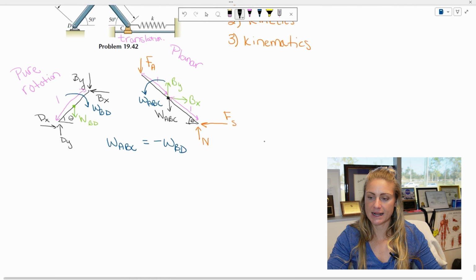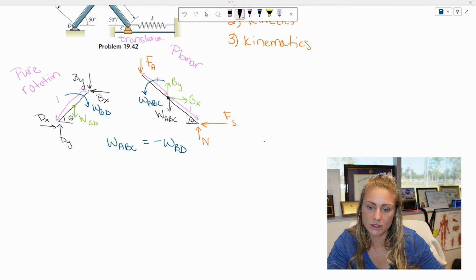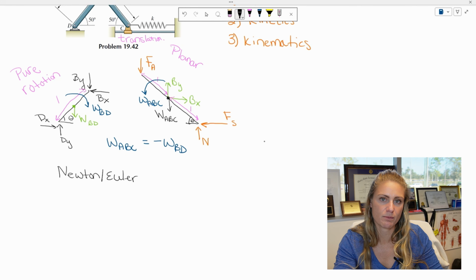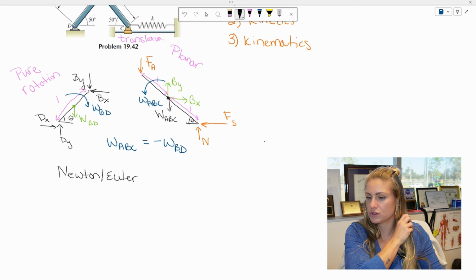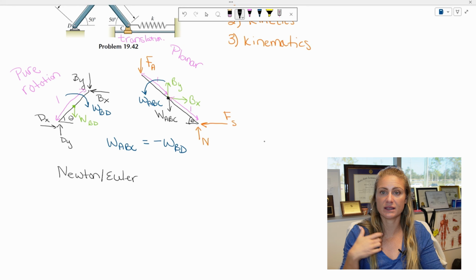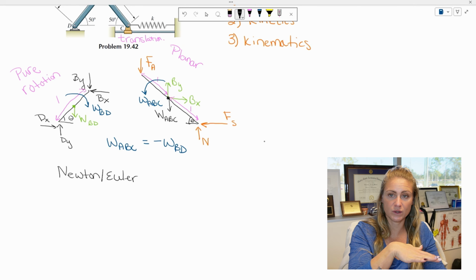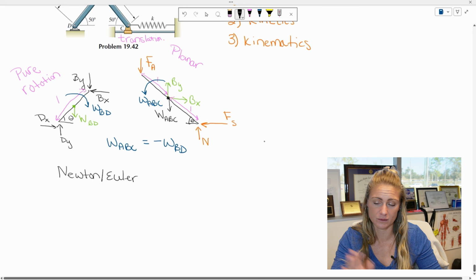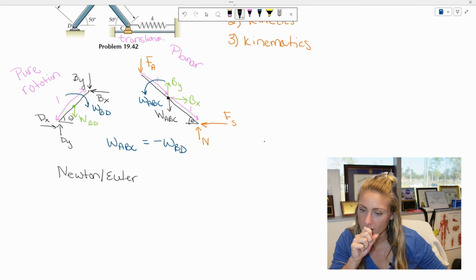So our second is kinetics, and we said the first thing we're going to do is Newton-Euler. It doesn't matter if you decide to do work and energy first. The problem is you're going to see that there's a lot of unknowns in that equation. You're going to have to go back and do this anyway. So you can either start by writing out work and energy and seeing how many unknowns you have and then developing more equations for that, or you can just start out with this. I usually like to start out with Newton-Euler anyway, but it's up to you.